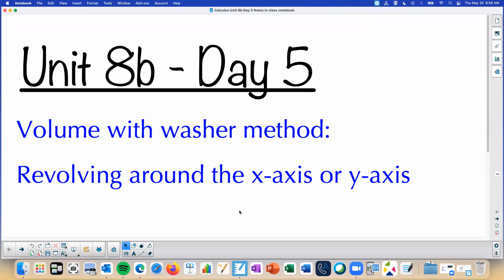So disk method and washer method, to me, makes it seem like you're doing something different. You're most definitely not. So the reason they have different titles is definitely clear. On the problems we had been doing up to this point, the cross section was a solid circle.